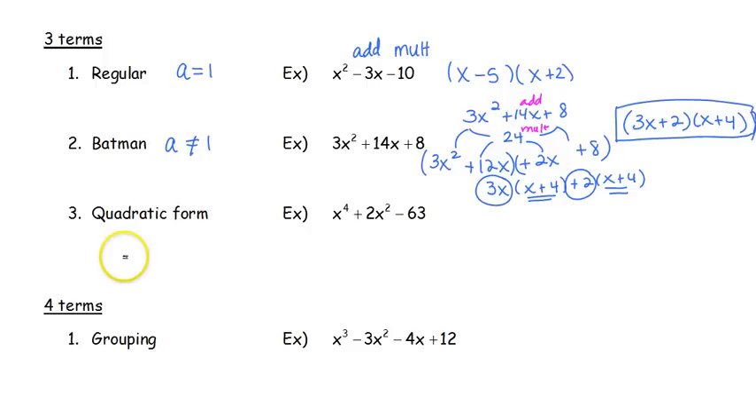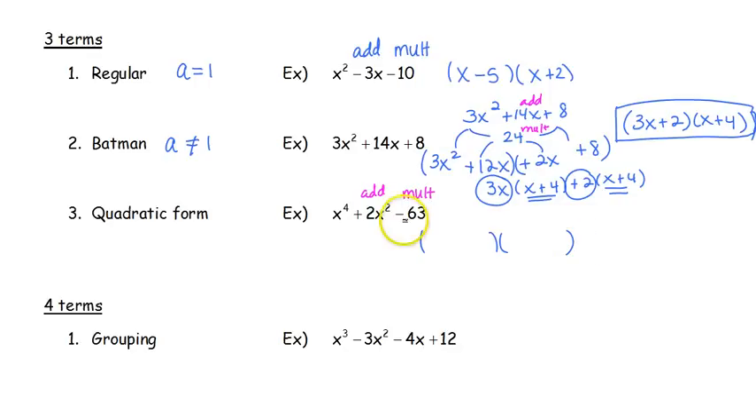The last method you could have if you have three terms is quadratic form. In quadratic form, we call it quadratic form because it's not a quadratic, because quadratics are raised to the second power, but it acts like a quadratic. In order to have this one, it must be to the fourth power, then to the second power, and then your number. Here, we're still going to multiply to the outside and add to the middle. That's why we call it the quadratic form.